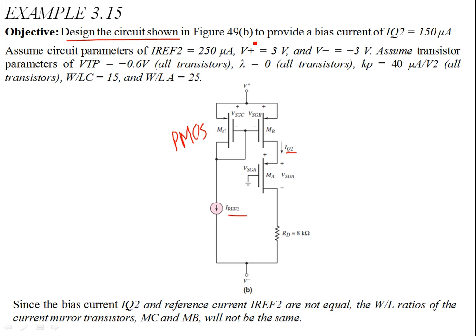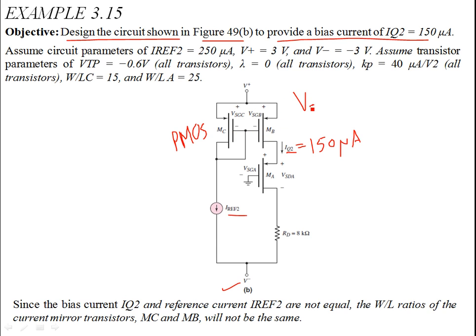It says design the circuit shown in figure 49b. So this is 49b over here, and you are required to provide a bias current IQ2 of 150 microamps. So IQ2 over here is supposed to be 150 microamps. The other thing is, as we have talked before, in order to have the same IREF2, we need the same conduction parameter, same gate source voltages, same threshold voltages. So over here, let's see, we have the same.